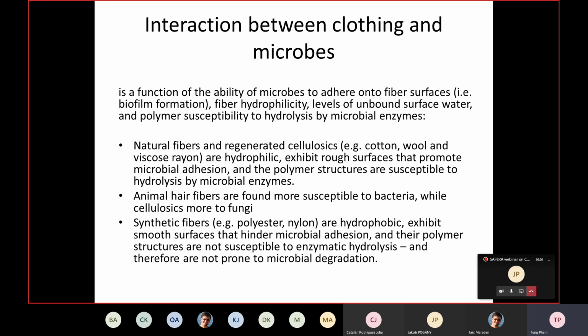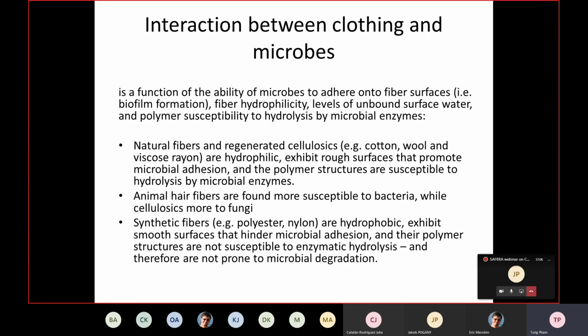And then we have the other class of fibers, which is synthetic, like polyester, nylon, polypropylene, used more in functional clothing, as we said, in outdoor clothes, sport clothes, running shoes, socks. They are more hydrophobic, and due to the production technology they have smoother surfaces, and by that they hinder microbial adhesion. Their structure is also less susceptible to enzymatic hydrolysis.